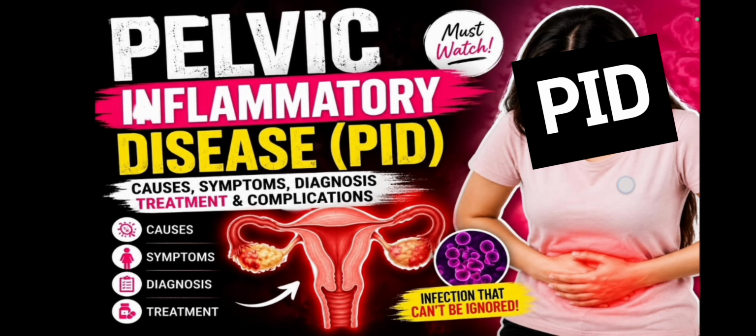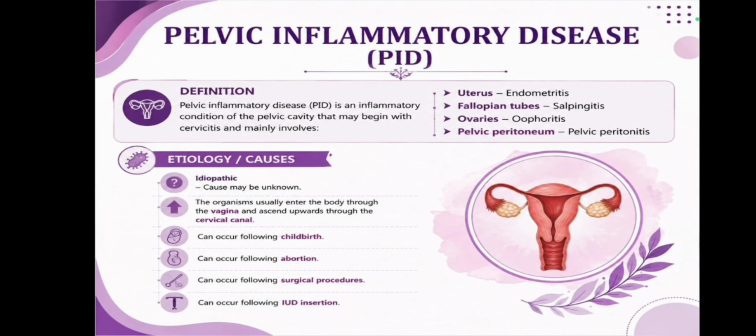So, let's move on. Pelvic inflammatory disease is an inflammatory condition of the female pelvic organs, and it begins with the infection or inflammation of the cervix, and it can spread upwards and involve different reproductive organs. It mainly affects the uterus, fallopian tubes, ovaries, and pelvic peritoneum. Inflammation of the uterus is called endometritis, inflammation of the fallopian tube is called salpingitis, and inflammation of the ovaries is called oophoritis.